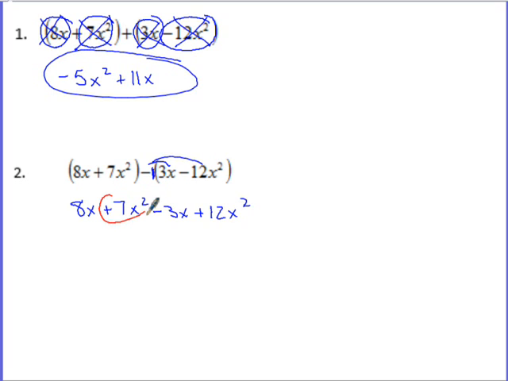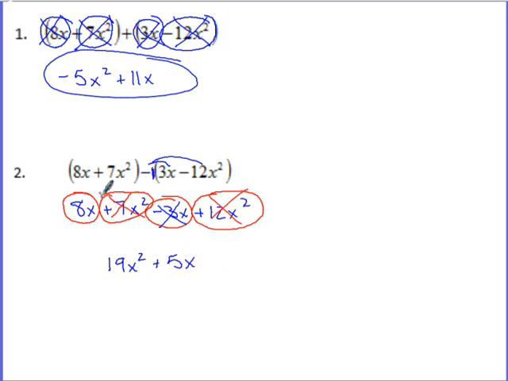So here I have an x squared term, and here I have an x squared term. Alright, so 7x squared plus 12x squared would be 19x squared. Alright, so then I can cross those out. I've combined them, they're done. Then my next two terms I have are 8x and -3x. 8 minus 3 would be 5x. Alright, again, I've used those terms, and so then here is my final answer.